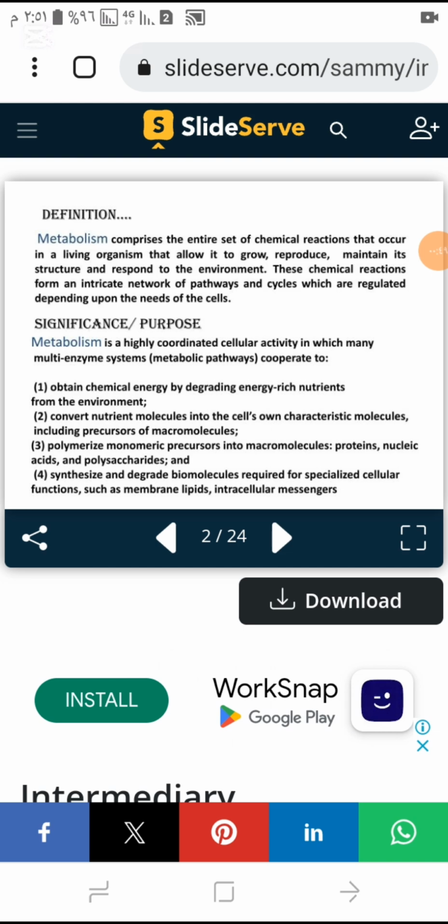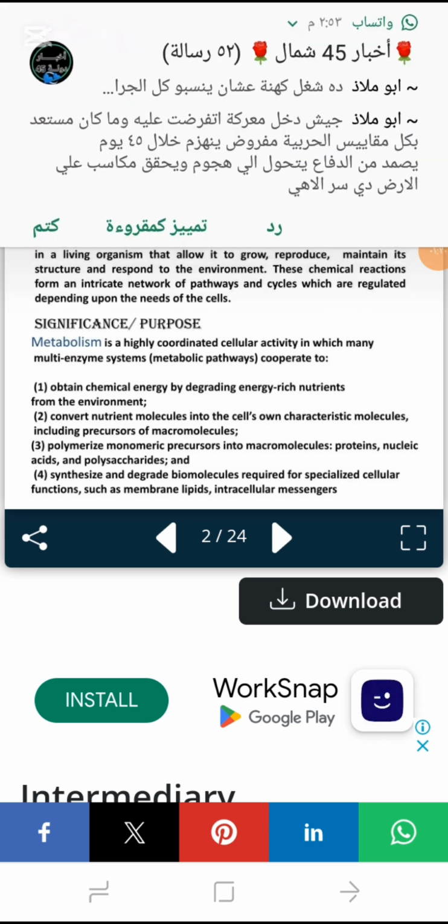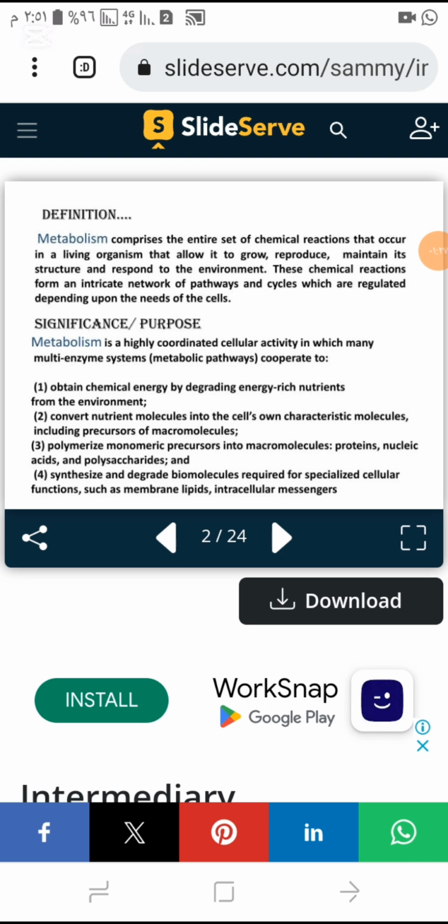Metabolism is highly coordinated cellular activity in which multi-enzyme systems called metabolic pathways cooperate to obtain chemical energy by degrading energy-rich nutrients from the environment, convert nutrient molecules into the cell's own characteristic molecules, including precursors of macromolecules, polymerize monomeric precursors into macromolecules such as protein, nucleic acids, and polysaccharides, and synthesize and degrade biomolecules required for specialized cellular functions such as membrane lipids and intracellular messengers.